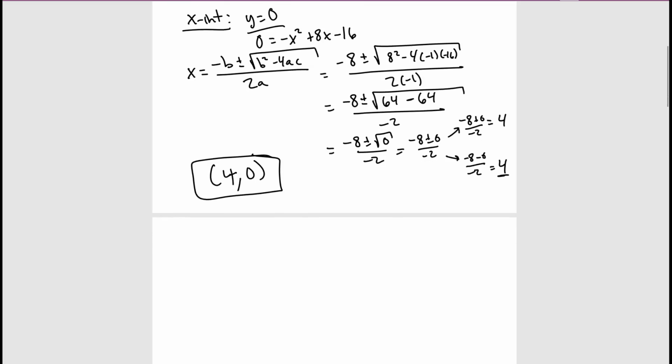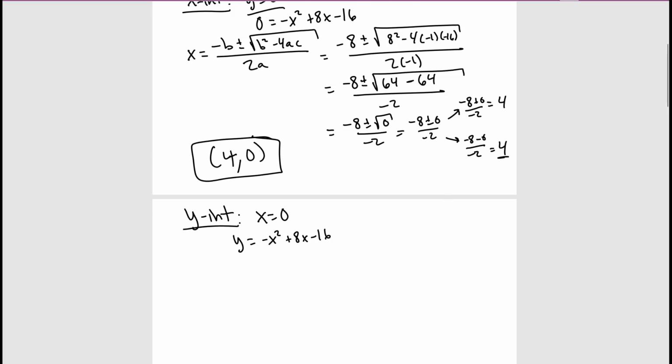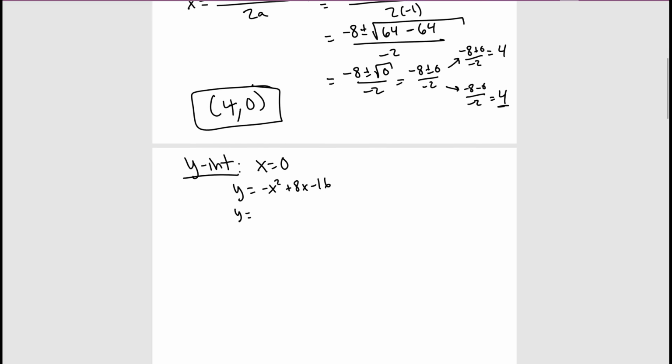All right, so now what is my y-intercept? So my y-intercept is when x equals 0. So we're going to have y is equal to negative x squared plus 8x minus 16. I'm going to plug in 0. y is equal to negative 0 squared plus 8 times 0 minus 16. This goes away, and I'm left with negative 16. So my point is going to be when x is equal to 0, my y is negative 16.